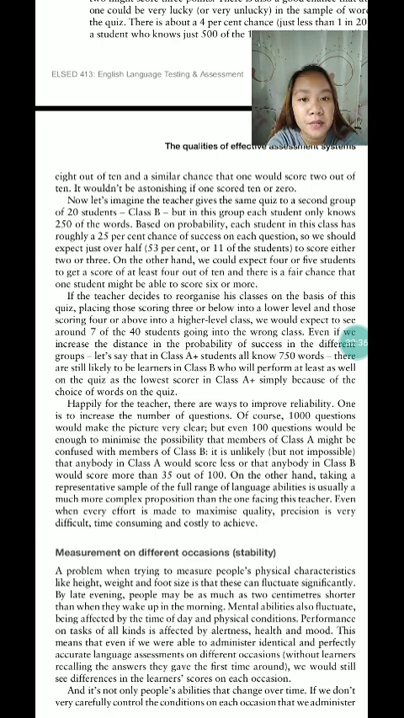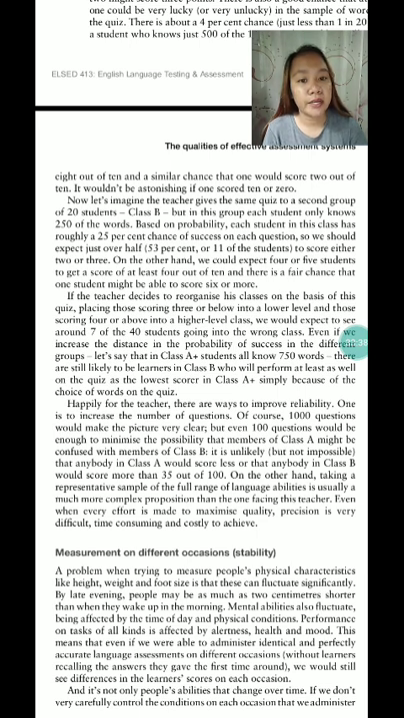Now let's imagine the teacher gives the same quiz to a second group of 20 students, Class B, but in this group, each student only knows 250 of the words. Based on probability, each student in this class has roughly a 25% chance of success on each question. So we should expect just over half, 53% or 11 of the students, to score 2 or 3. On the other hand, we could expect 4 or 5 students to get a score of at least 4 out of 10, and there is a fair chance that one student might score 6 or more.